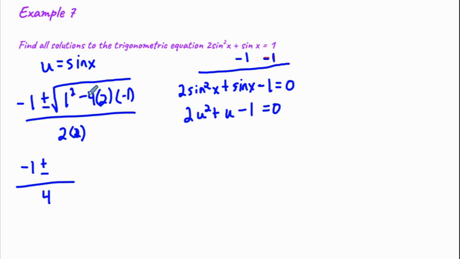This will be 4, negative 4 times negative 1 is 4 times 2 is 8. So 1 plus 8 is 9. Square root of 9 is 3. Let's go ahead and branch off.